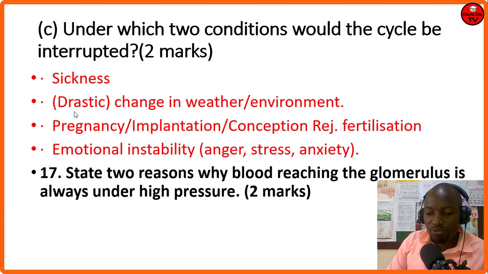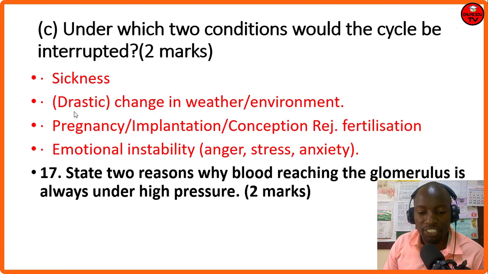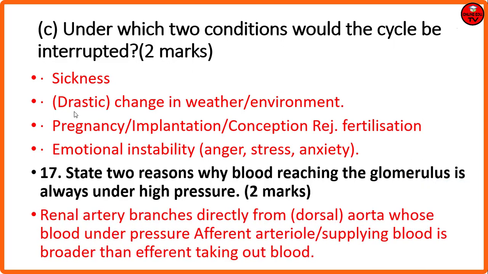State two reasons why blood reaching the glomerulus is always under high pressure. The renal artery branches directly from the dorsal aorta, whose blood is under pressure. And therefore, the afferent arteriole supplying blood is broader than the efferent taking out blood.